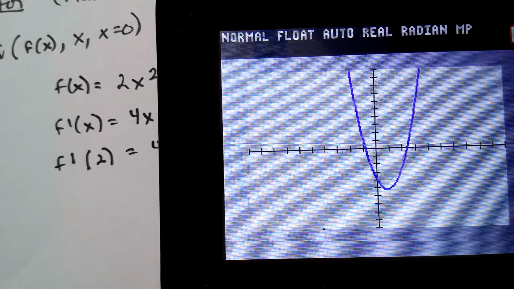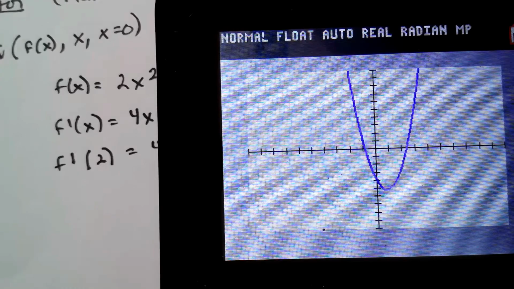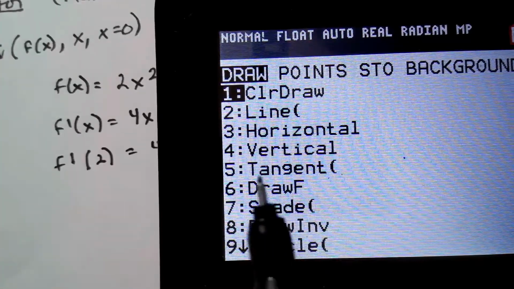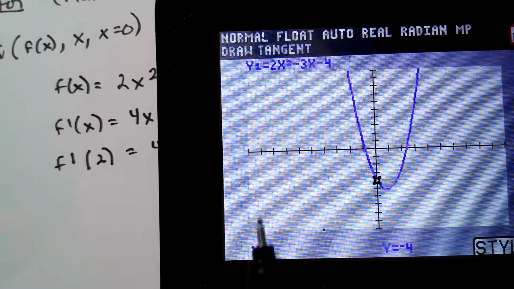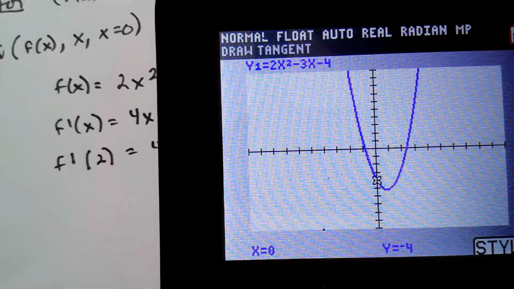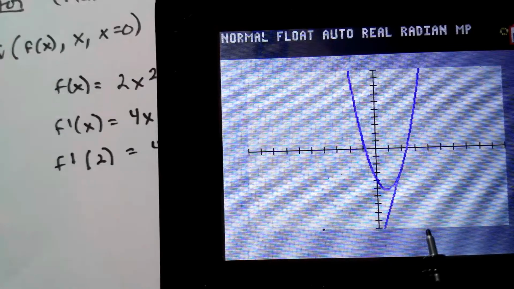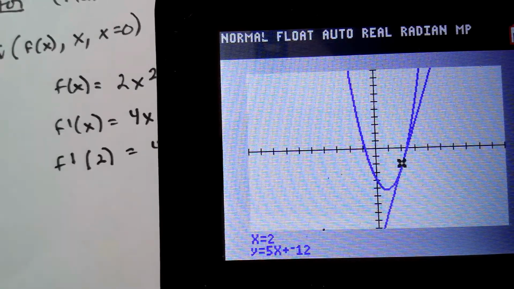But I want to know what is the slope of the tangent line when x is equal to 2. How steep is that thing? So I can do second program key, so that's the second draw menu. Number 5 is tangent. And now I need to tell the calculator at what value of x. So at x equals, just press 2 and enter. And not only will it draw the tangent line to the point where x is equal to 2, it'll give you the equation, and in that slope-intercept equation, it's going to tell you that the slope is 5. So we got the same number yet again.